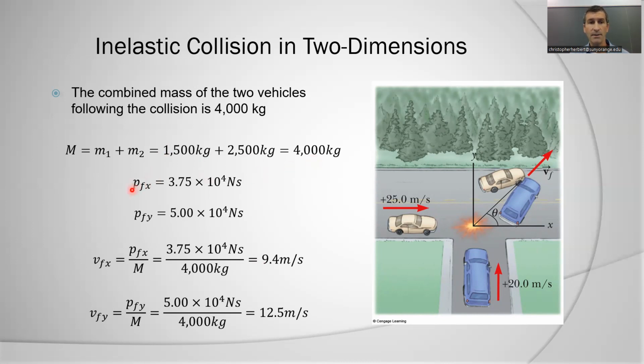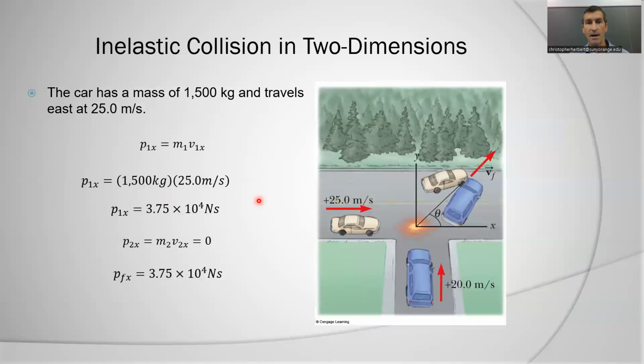So all I really need to do here is say, okay, what was the momentum of the system before the collision in the x direction? What was the momentum of the collision after? If I take this momentum and I divide by the mass, I will get the velocity in each direction.